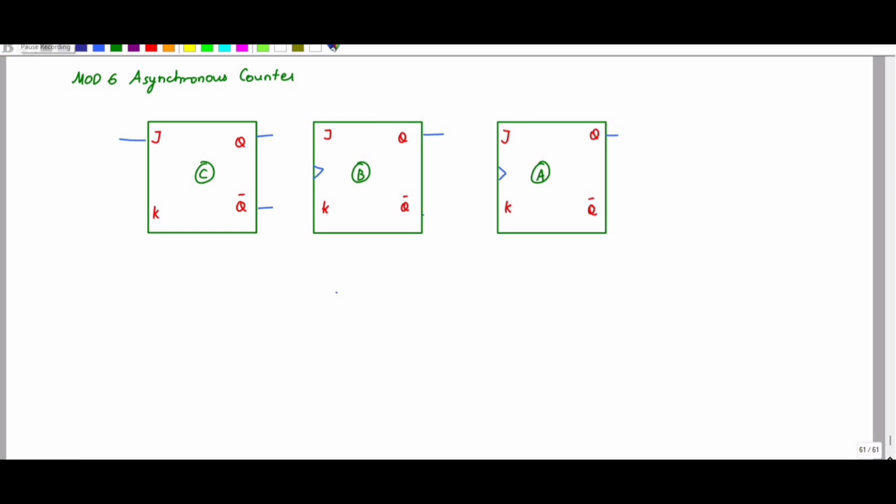So in this video we are going to discuss the Modulo 6 asynchronous counter. It is also called a Ripple counter. Modulo 6 Ripple counter.